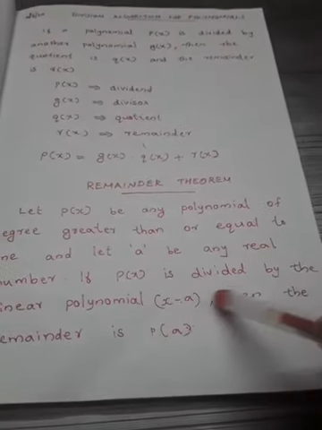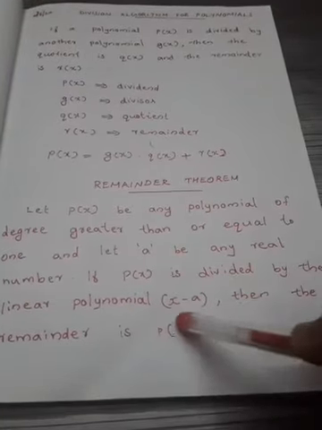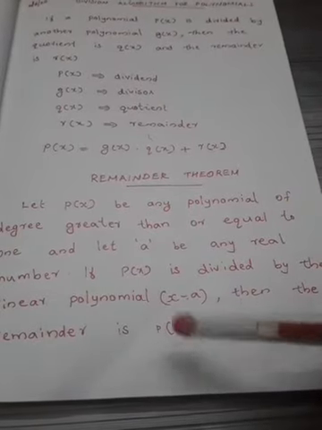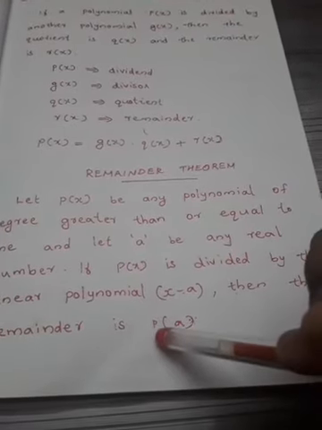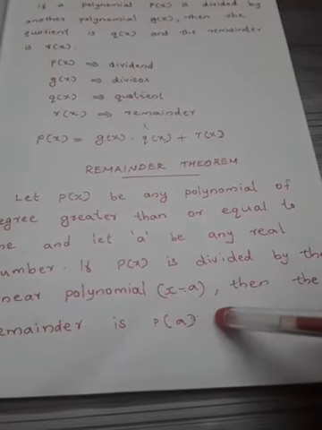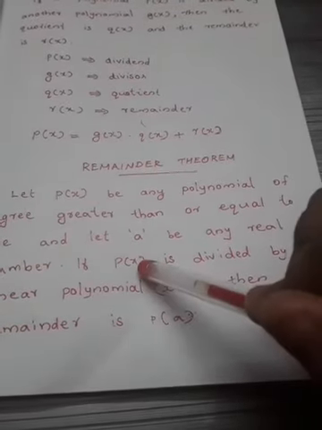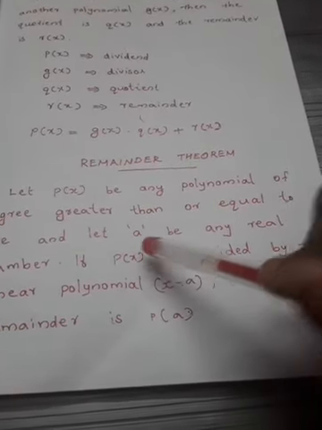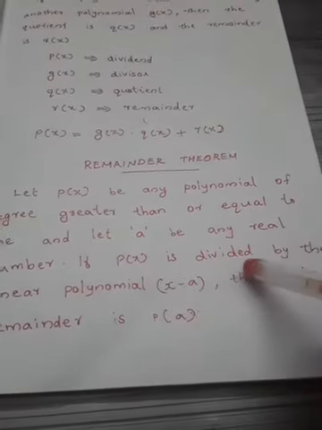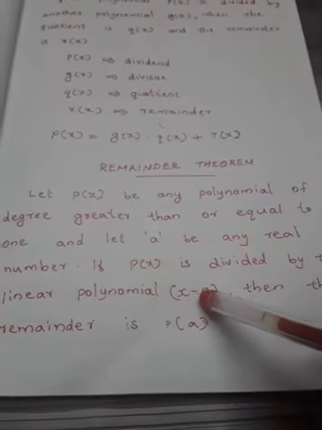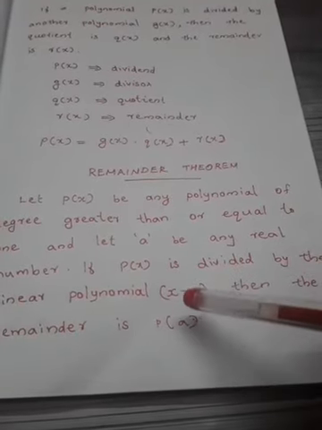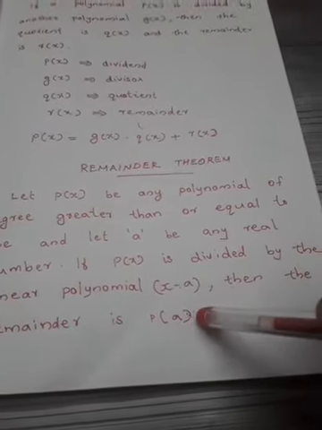If p of x is divided by the linear polynomial x minus a, then the remainder is p of a. That means when we find the value of the polynomial at x equals a, that is the remainder when this polynomial p of x is divided by x minus a. The value of the polynomial at x equals a will be the remainder.